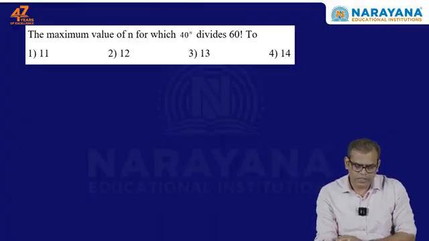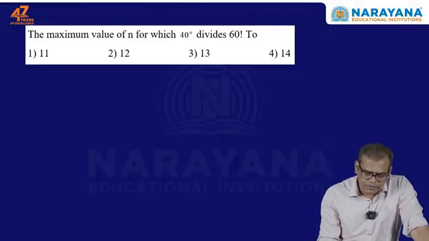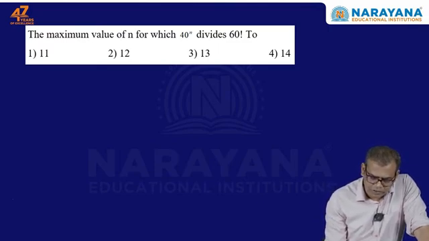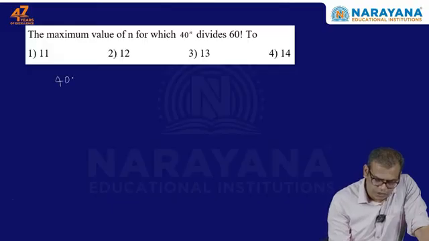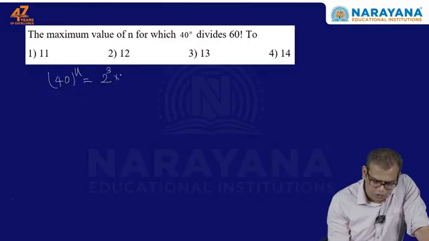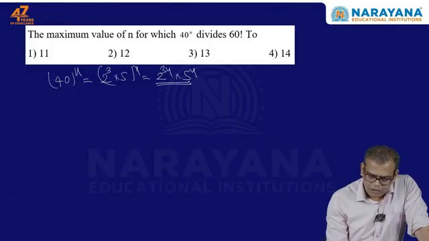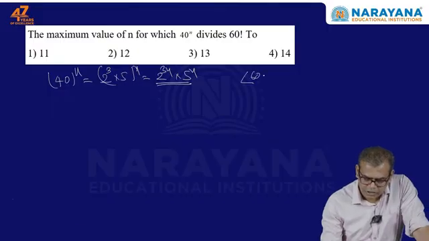Now the 24th January, second shift session question: what is the maximum value of n for which 40 to the power n divides factorial 60? So 40 to the power n, if you write the prime factorization, 40 is 2 cube into 5, so (2 cube into 5) whole to the power n means 2 to the power 3n into 5 to the power n will come. In factorial 60, we want to find the exponent of 2, which is alpha, the exponent of 3 is beta, and the exponent of 5 is gamma, and so on.